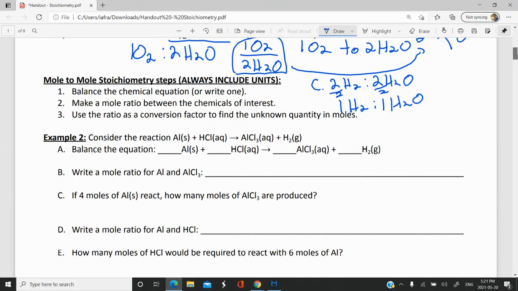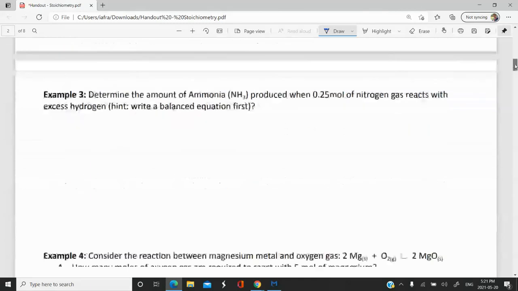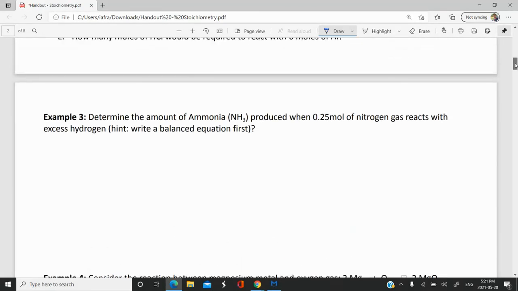So in the next video, we're going to take a look at how to do some mole-to-mole stoichiometry problems. We're going to do a basic skill building note, and then do some real stoichiometry problems following that.